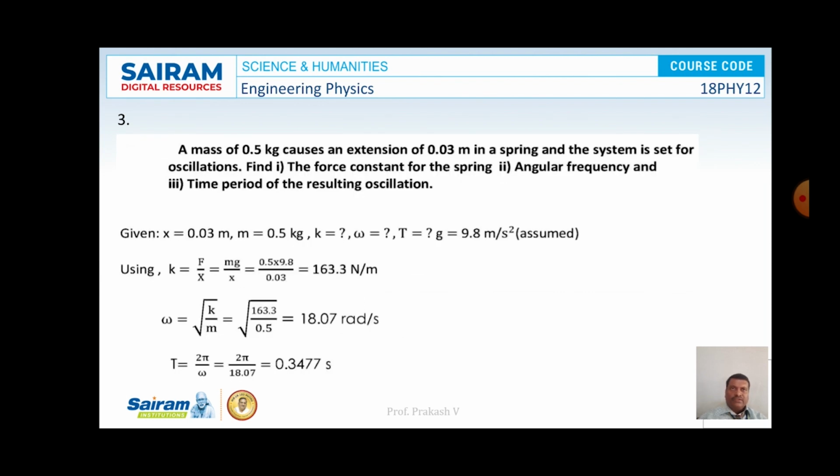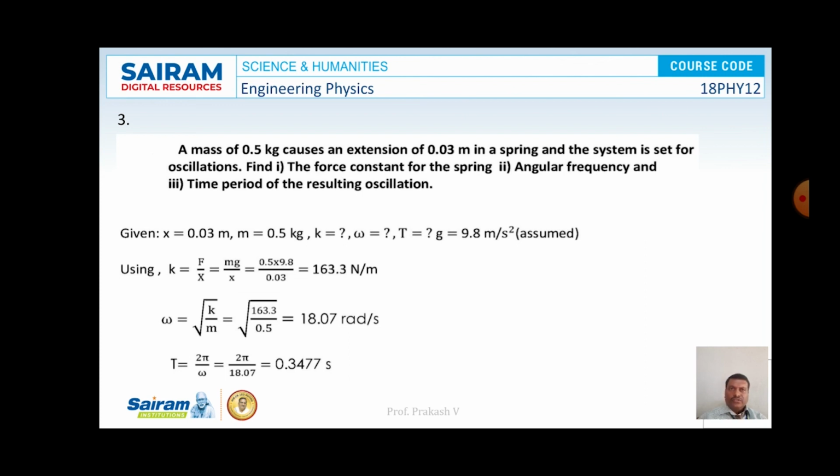The next problem is, a mass of 0.5 kg causes an extension of 0.03 meter in a spring and the system is set for oscillations. Find the force constant for the spring, angular frequency and time period of the resulting oscillation. Here the given data is x is equal to 0.03 meter, m is equal to 0.5 kg, and what is k, what is omega and what is T, and also the value of g is given as 9.8 meter per second square.